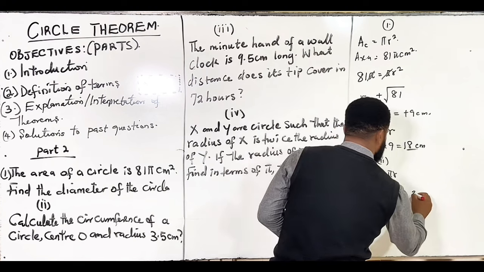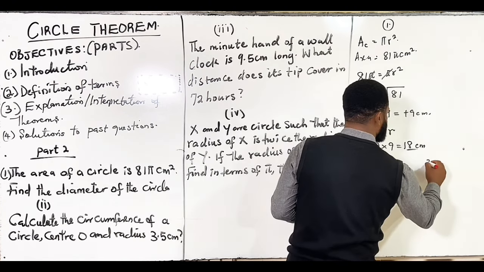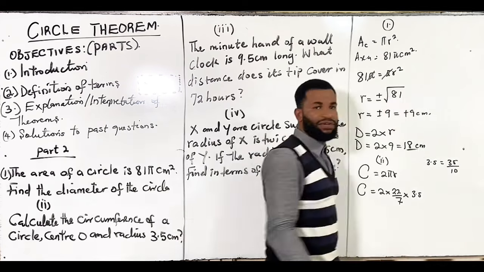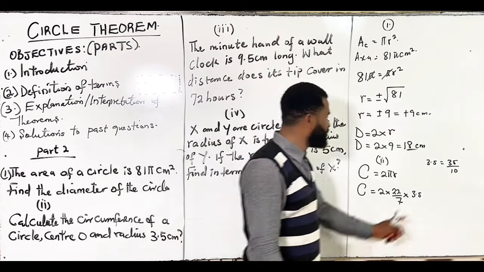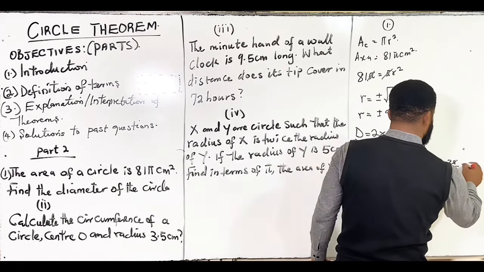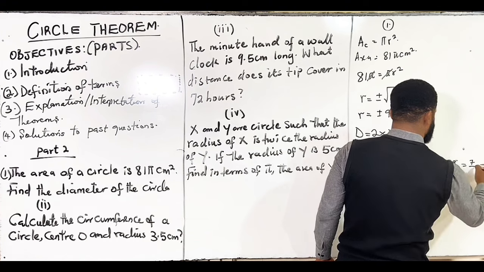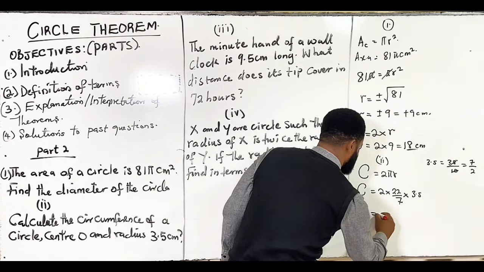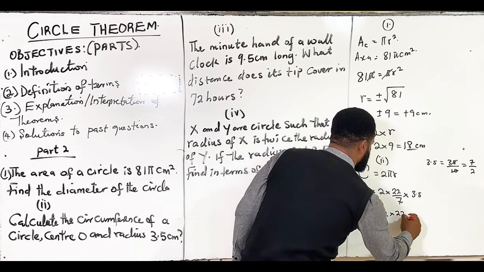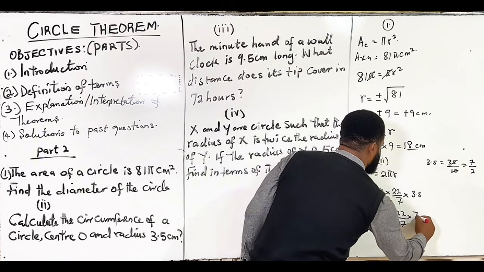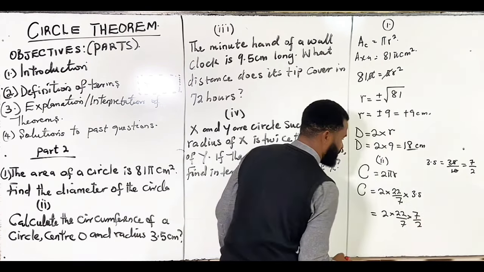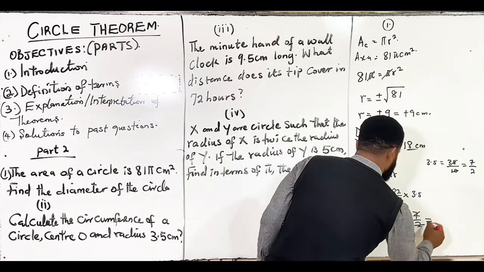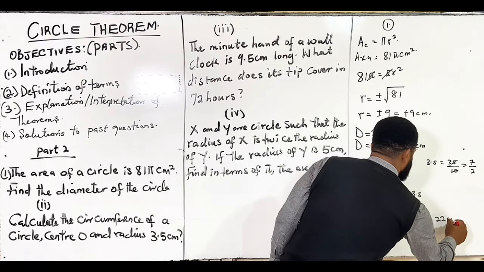So circumference is going to be 2 times, in place of pi, I'm going to say 22/7 times the radius, 3.5. Remember, 3.5 is the same as 35/10, converting decimal to fraction. So 5 into this is going to be 7, 5 into this is going to be 2. So this is equal to 2 times 22/7 times 7/2. Right? 7 cancels 7, 2 cancels 2. The circumference of the circle is 22 cm.